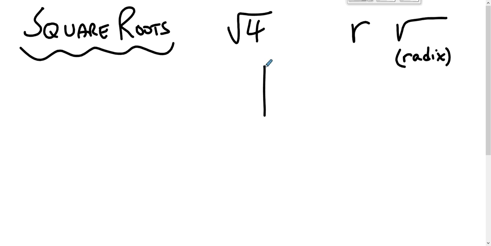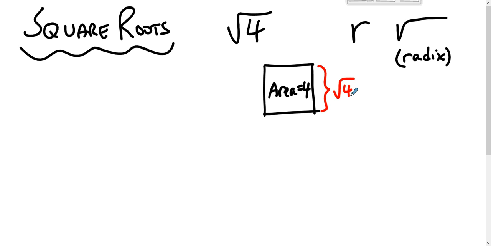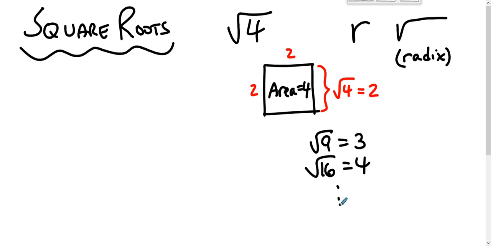Well, if we could make a square, hence the name, whose area was 4, then radical 4 would be the length of this side right here. This is radical 4, or the square root of 4. Now you know that 2 times 2 is 4, and so radical 4 happens to be 2. And you know a whole bunch of these. You know that radical 9 is 3 and radical 16 is 4, and we could go on.